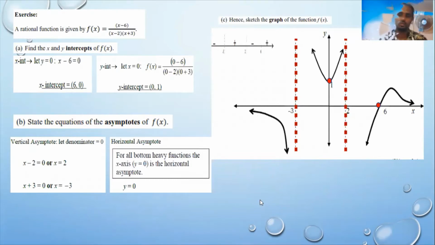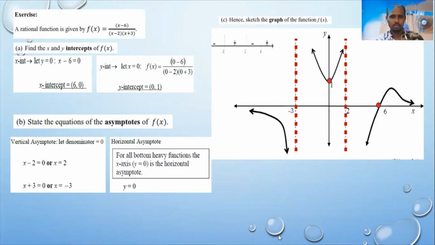So this was the bottom heavy function. I think most of you understood. Some of you made some errors, so now you can clarify. Whatever errors you have made, the answer is already uploaded on the website. You can cross check.